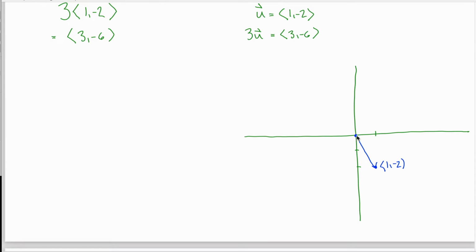In fact, it should be 3 times as long. So instead of ending at (1, -2), it should end at (3, -6). And that's exactly what it does. Scalar multiplication just kind of stretches this vector by a factor of 3.